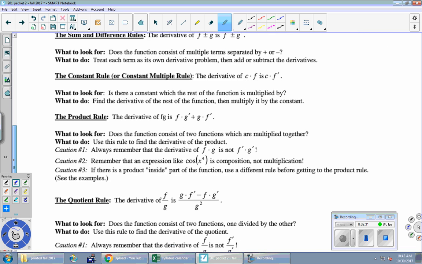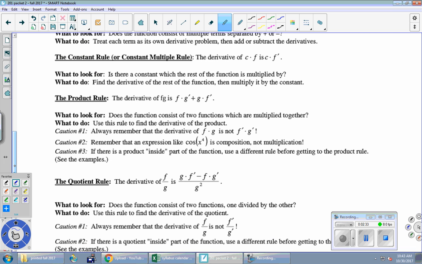I'm going to come down here. Let's look at the product rule. So there's the product rule written out in symbols. And what are you looking for? Does the function consist of two functions which are multiplied together? If so, you're using the product rule. You use the rule to find the derivative of the product.